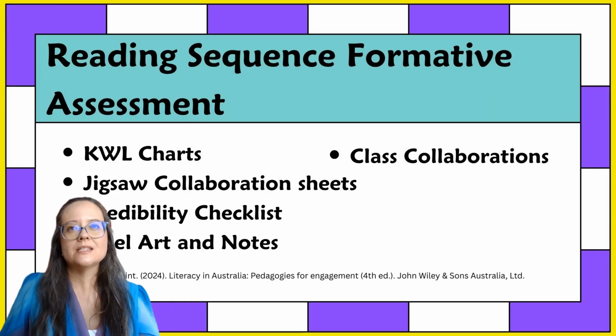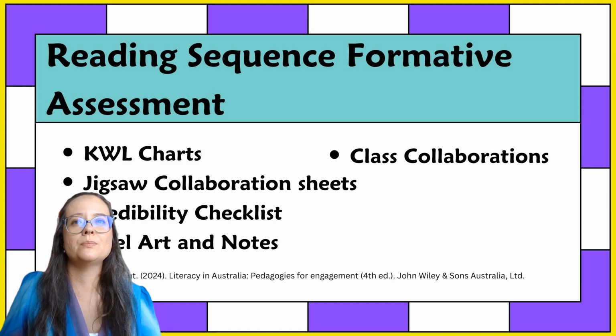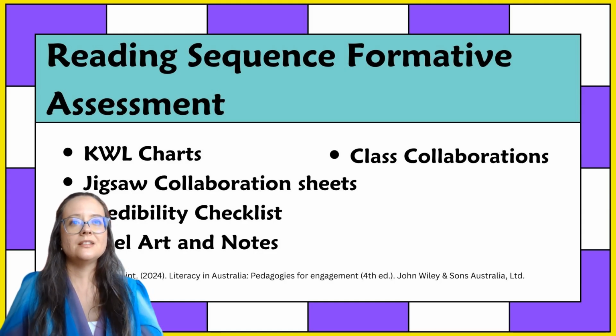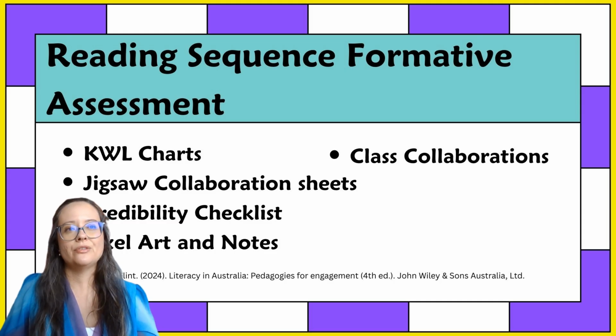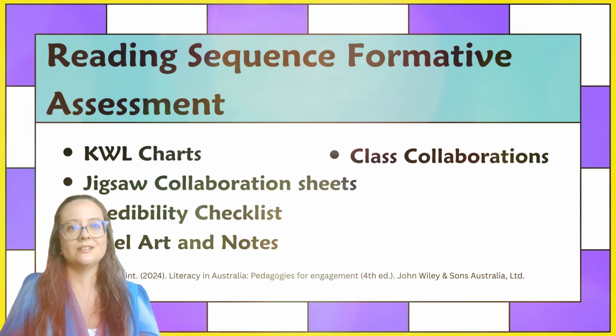Throughout the reading sequence, there are a myriad of formative assessment opportunities to help guide your lesson planning. These include KWL charts, jigsaw collaboration notes, the credibility checklists, and creative pixel art artifacts. Collectively, they provide valuable insight, helping you to catch any misunderstandings and further inform your lesson planning and differentiation.